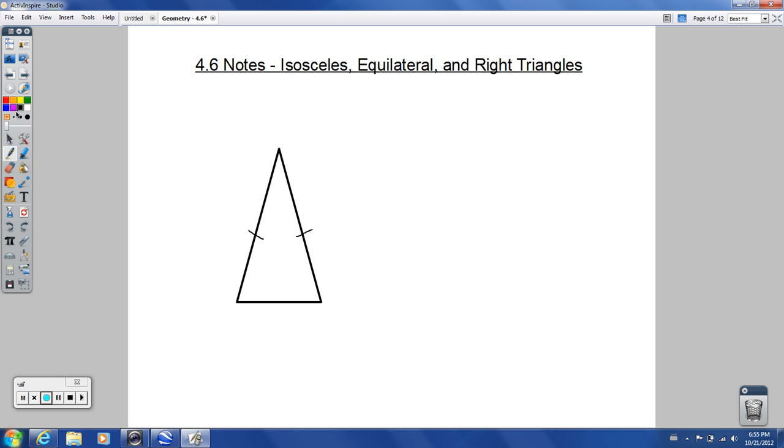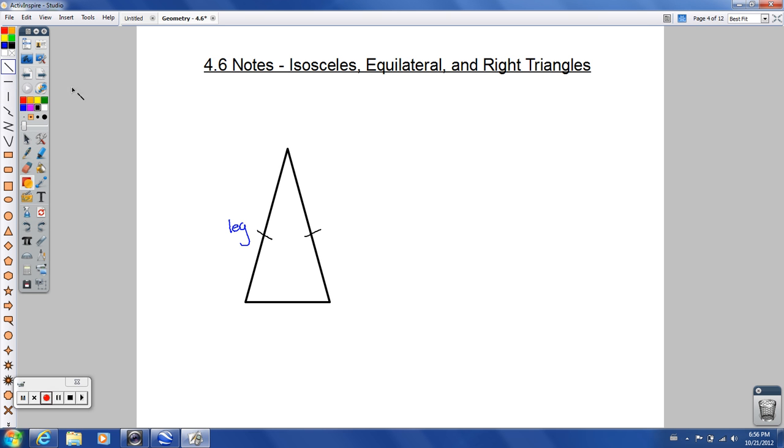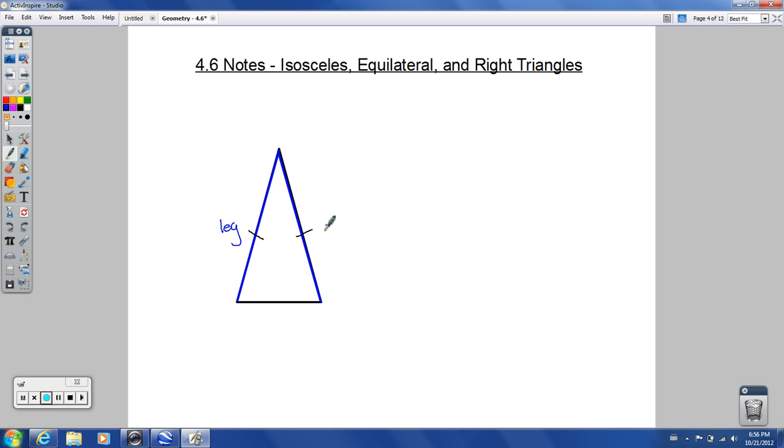So what is true about these things? Well, this right here is called a leg of the isosceles triangle. Let me color code just to make that a little easier to see. Let's try blue, there we go. So this is a leg right here, and this is also a leg right here. If you have an isosceles triangle, these things are called the legs. I'll label that here, label that on your picture too.